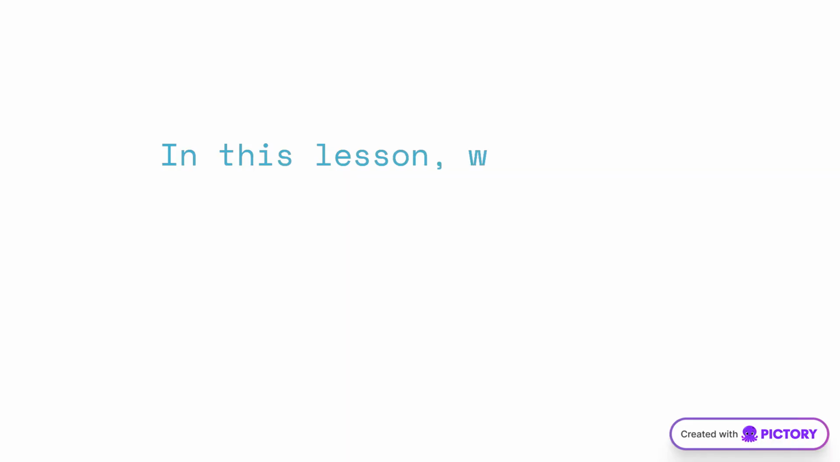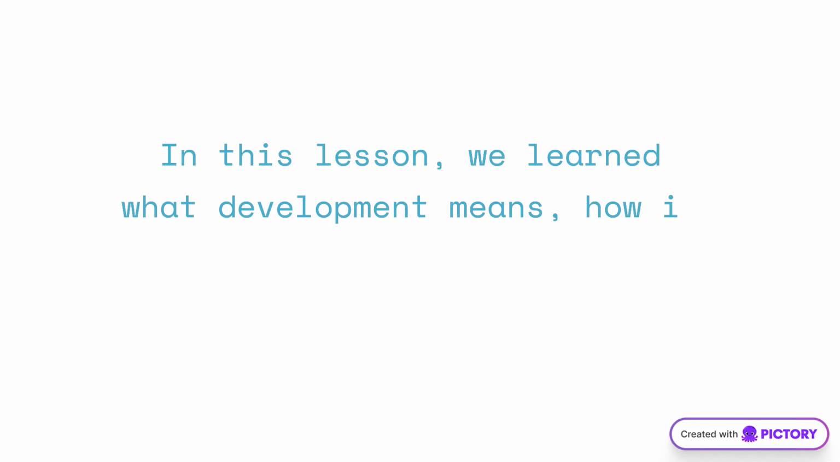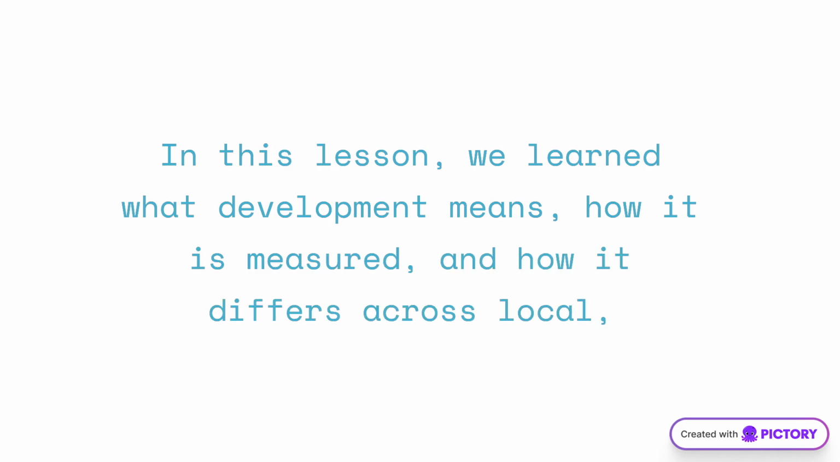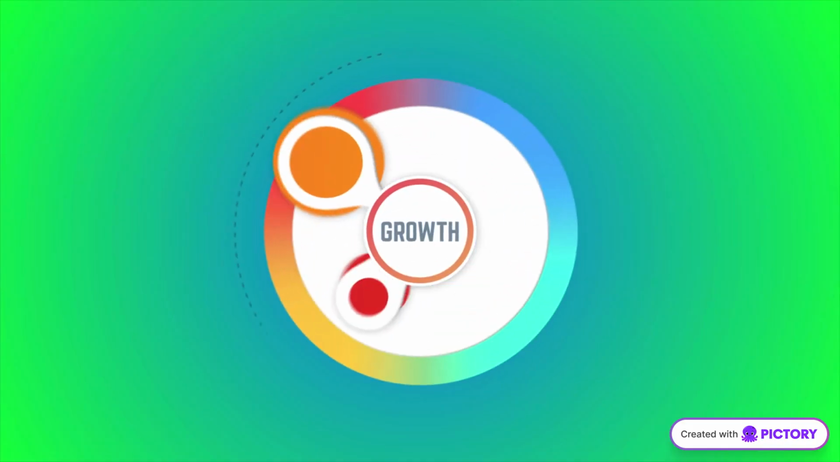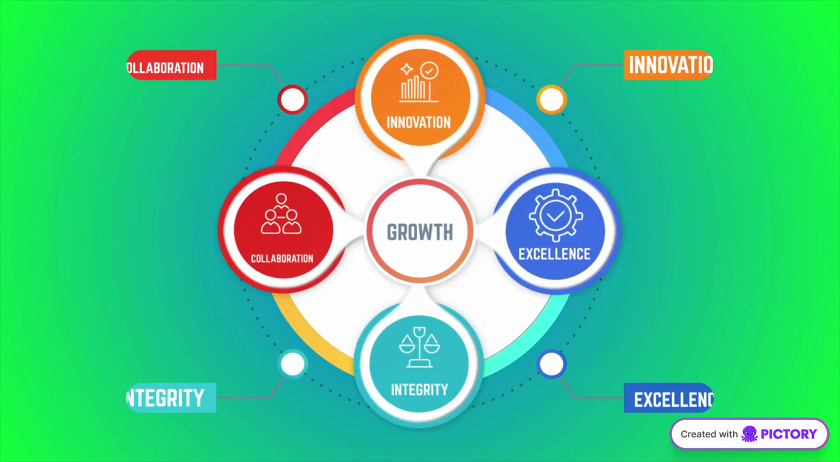In this lesson, we learned what development means, how it is measured, and how it differs across local, regional, and global contexts. In our next lesson, we'll explore the frameworks for development, the factors and models that explain why some countries grow faster than others.